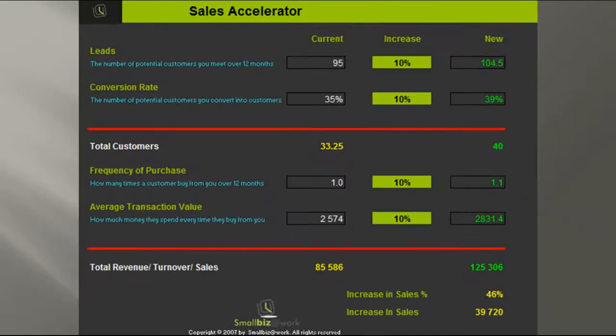Now imagine if you can make a 10% increase or improvement in those 4 different levels in your sales. That's a 46% increase in sales. Just imagine what that can do for your profitability in your business.